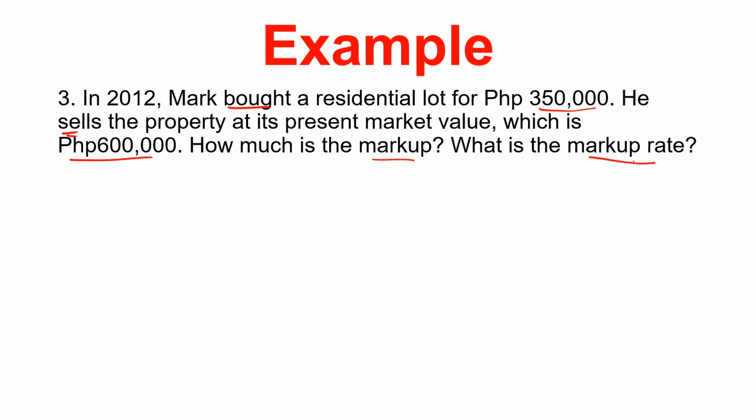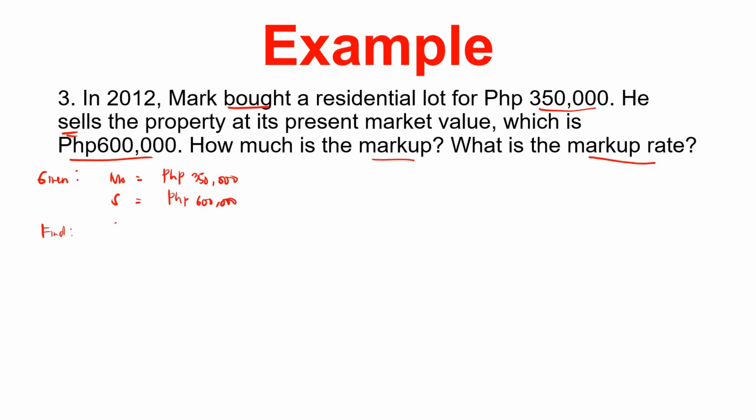Okay. First, list down lang natin yung given natin. Okay. We have 350,000. That is our cost price. That's Mark bought, spent for the residential lot. And he sell that. So our selling price is 600,000. List down all. Before that, let's list kung ano yung hinahanap natin.